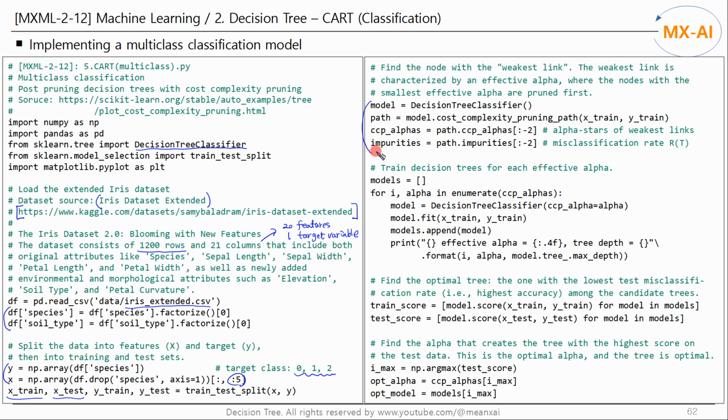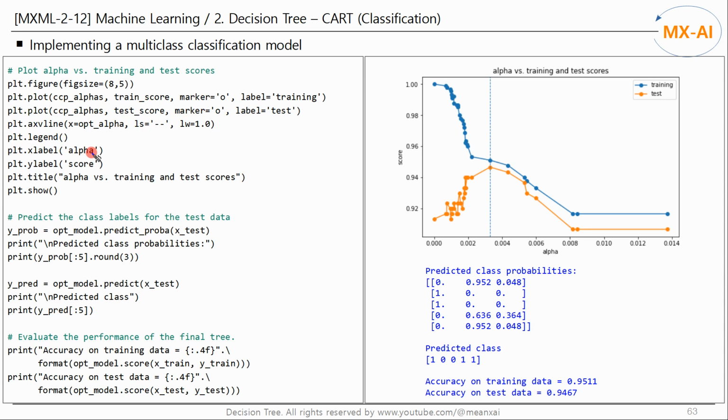Next, we build a fully grown decision tree using DecisionTreeClassifier, identify the weakest links, and then apply cost complexity pruning to find the optimal tree. This implementation is the same as in the previous video, so please refer back if needed. We then visualize how the accuracy changes on both the training and test sets as alpha varies. As shown in the results, we select the model that achieves the highest accuracy on the test data as the optimal model.